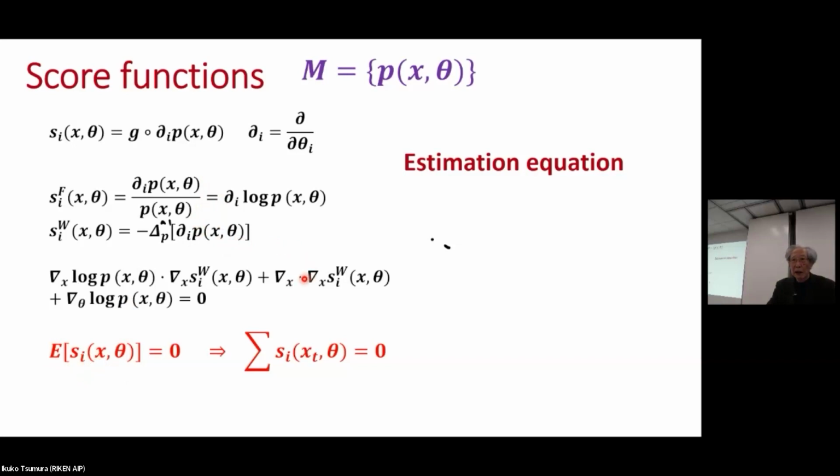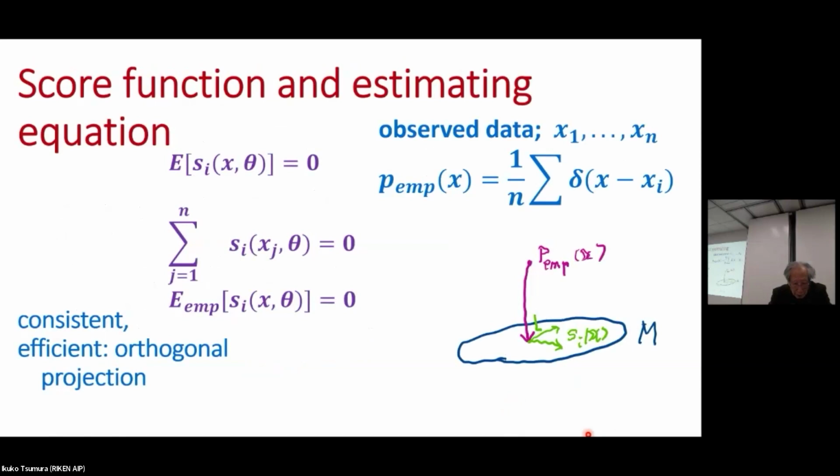And the nice thing about the score function is its expectation with respect to the true distribution is 0 in either case. Okay? So that implies we can obtain the estimator theta where, instead of expectation, we use the empirical expectation. So just a summation, and this is an estimating equation. If we have such a set of functions, we have an estimator, and it is consistent, we can prove that. So this gives a practical means of projecting the empirical distribution to the manifold, in terms of the Fisherian way or the Wasserstein way.